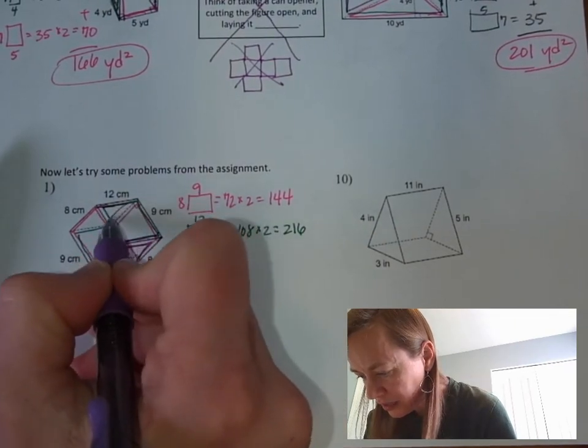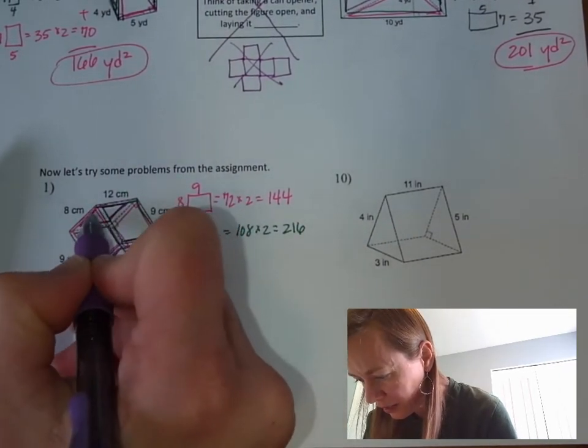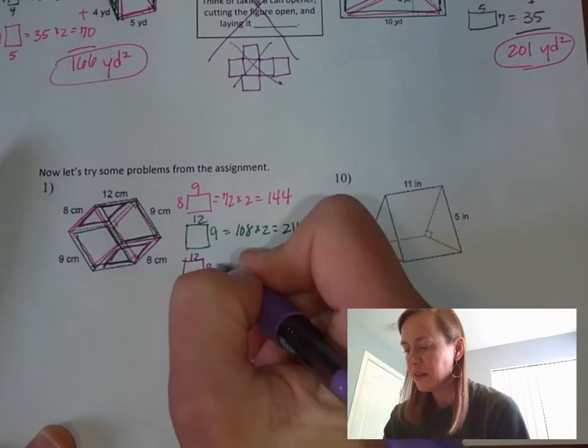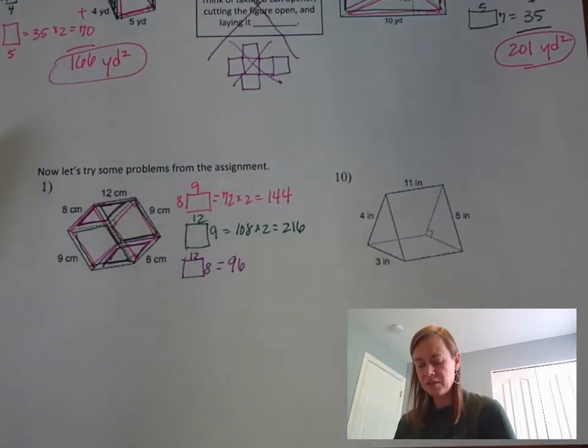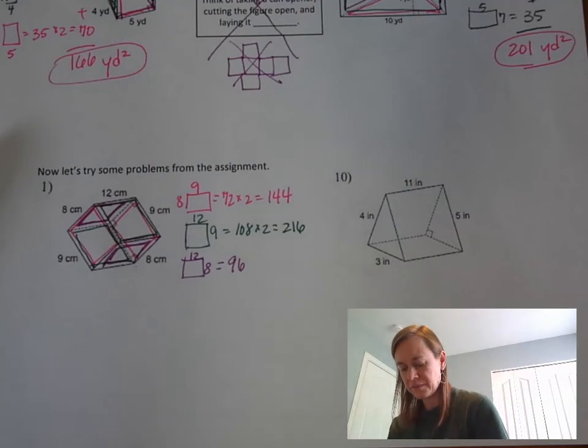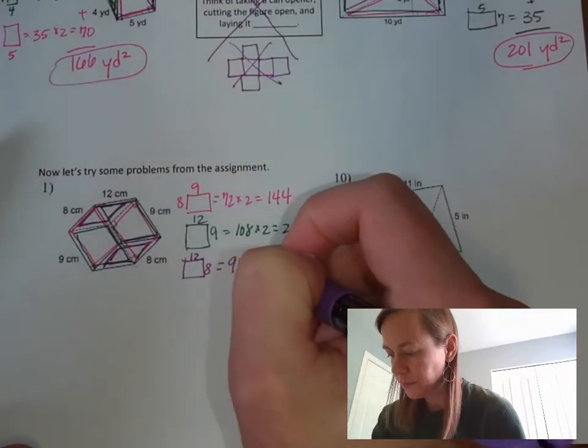It's kind of easier to see the measurements over on this one, so it'd be fine if you use that too. 8 by 12. And 8 times 12 is 96, and we're going to double that also. Let's see. And we're going to get 192.